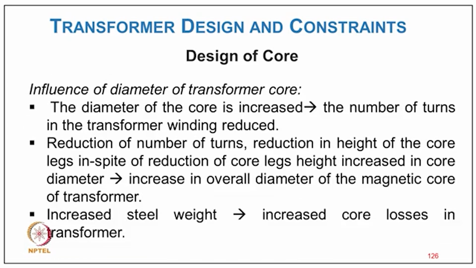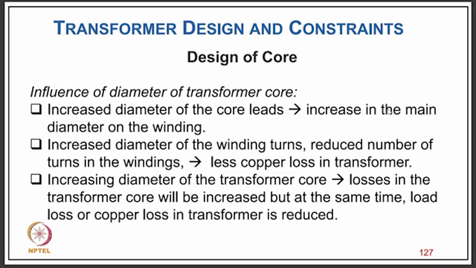The influence of the diameter of the core is that as the diameter of the core is increased, the number of turns in the transformer winding is reduced, with a reduction in the height of the core legs. An increase in the core diameter increases the overall diameter and magnetic core of the transformer, increases the steel weight, and increases core losses in the transformer. Increased diameter of the core also leads to an increase in the mean diameter of the winding, increases the diameter of the winding turns, reduces the number of turns in the winding, and uses less copper in the transformer.